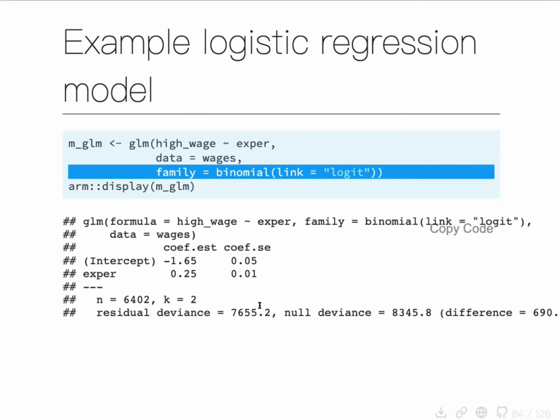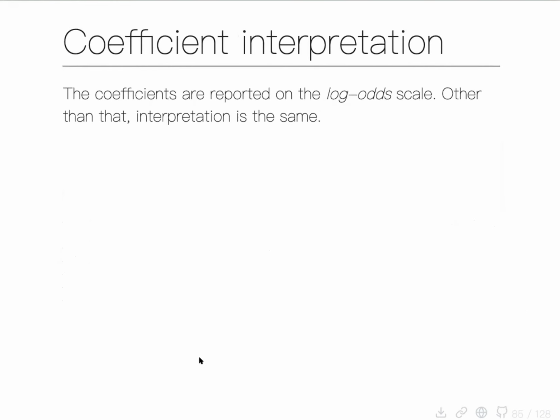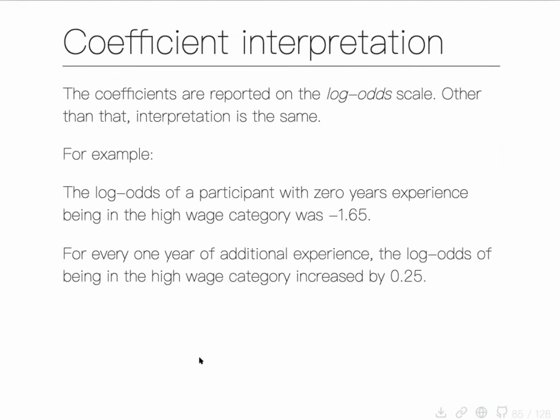Okay, so here's our output. We have an intercept of -1.65 and a coefficient for experience of 0.25. So how do we interpret this thing? Well, if we're thinking on the log odds scale, it's exactly the same as a linear model, right? So the log odds of a participant with 0 years experience of being in the high wage category is -1.65. For every 1 year of additional experience, the log odds of being in the high wage category increased by 0.25.